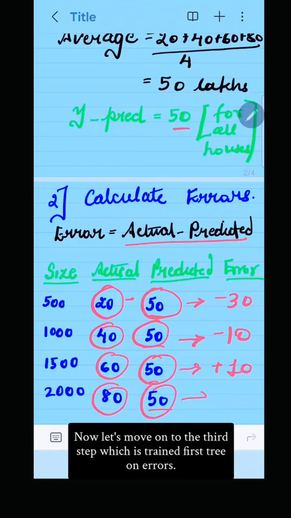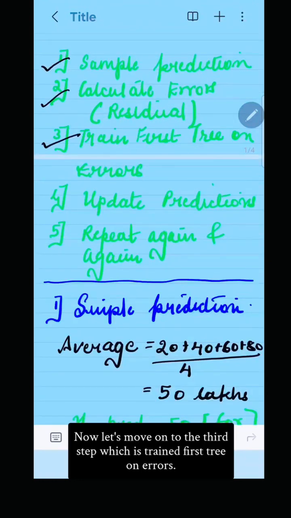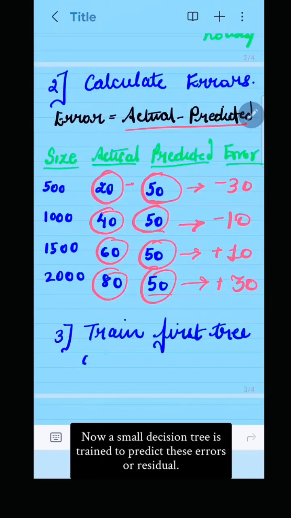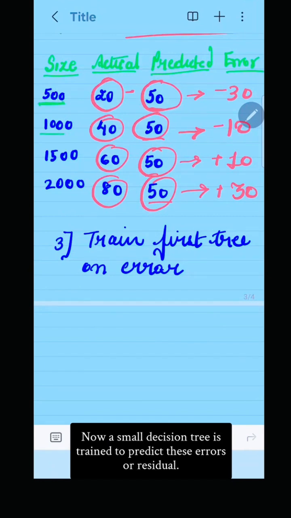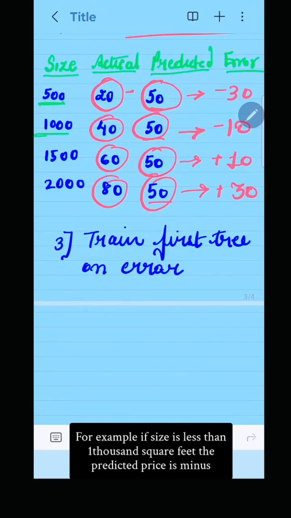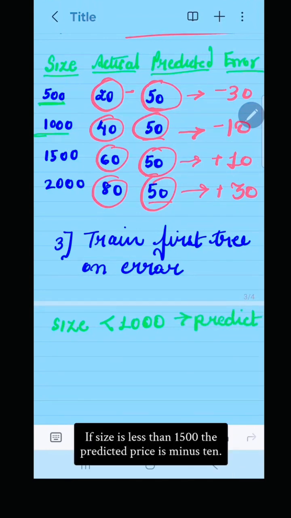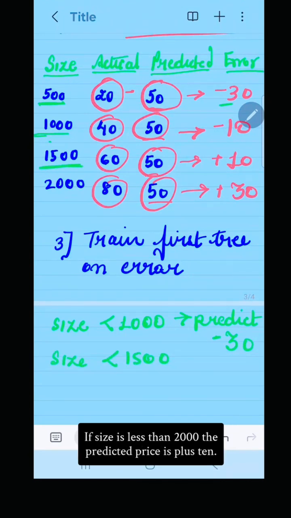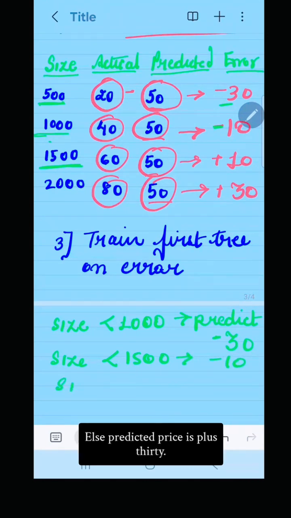Now let's move on to the third step, which is train first tree on errors. Now a small decision tree is trained to predict these errors or residuals. For example, if size is less than 1000 square feet, the predicted value is minus 30. If size is less than 1500, the predicted value is minus 10. If size is less than 2000, the predicted value is plus 10. Else the predicted value is plus 30.